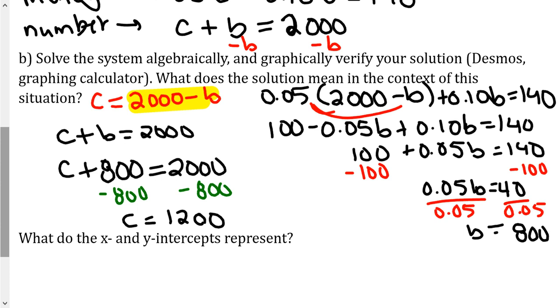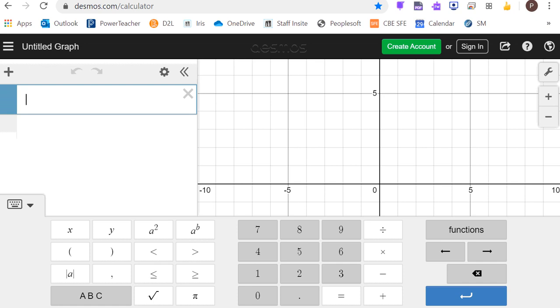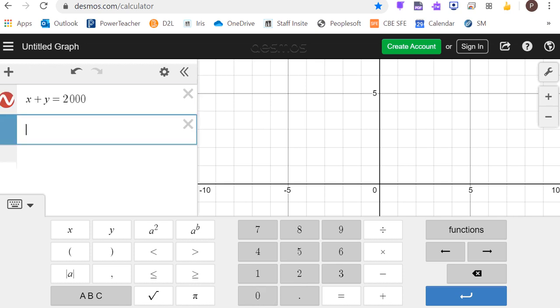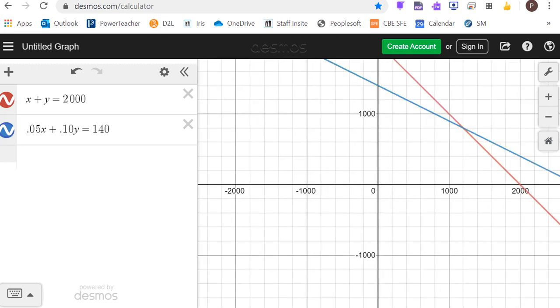Let's take a minute and look at a couple of graphing softwares. So here on Desmos, I'm going to enter my two equations. I'm going to use x's and y's just because they're here. X plus y equals 2,000. And we also had 0.05x plus 0.10y equals 140. We're going to have to zoom out, right, because we know that our answers, where they meet, is at around 1,200 and 800.